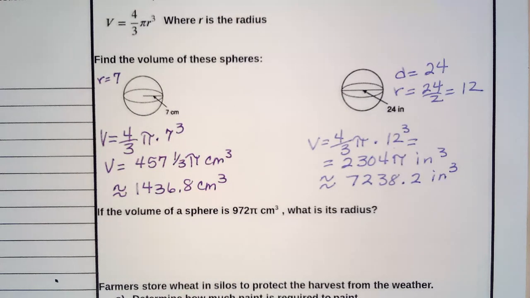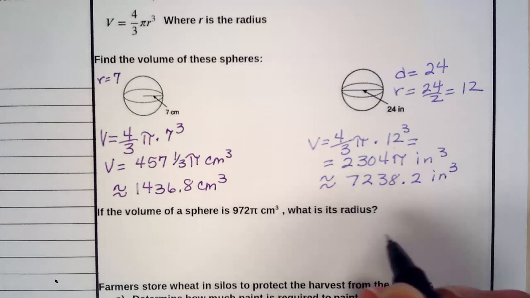Okay, the volume of a sphere is 972 pi centimeters to the third power. What is its radius? Well, this time we're working backwards. Working backwards is always harder.